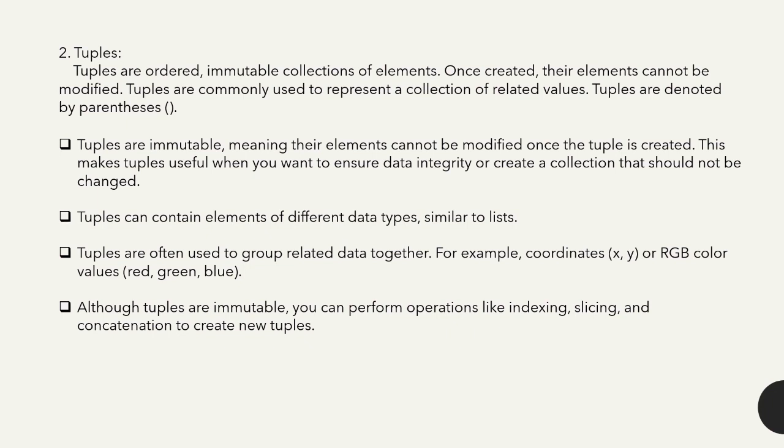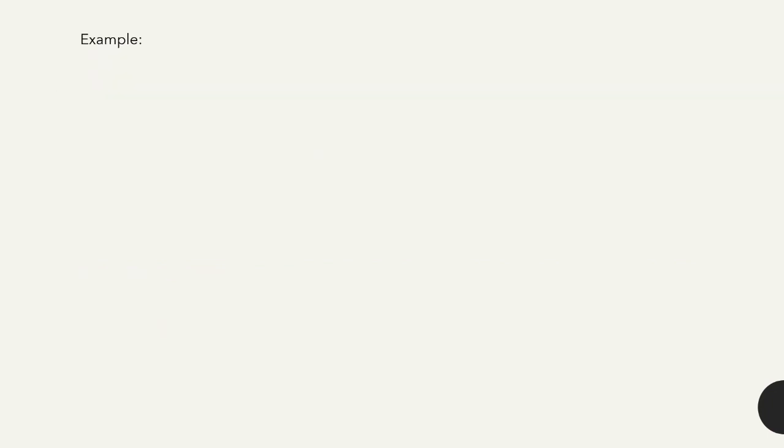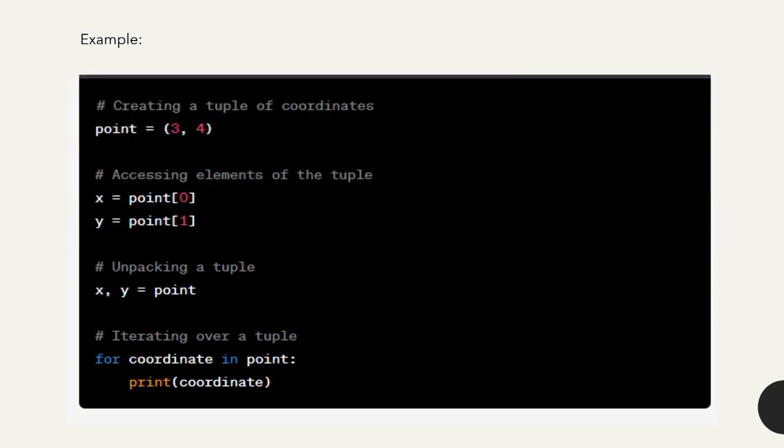Think of a coordinate on a map, such as (3, 5). The numbers inside the parentheses represent the x and y coordinates in a plane, and they stay fixed. This is one of the reasons to use tuples. So here is an example of a tuple. That's the point (3, 4), which represents the coordinates.